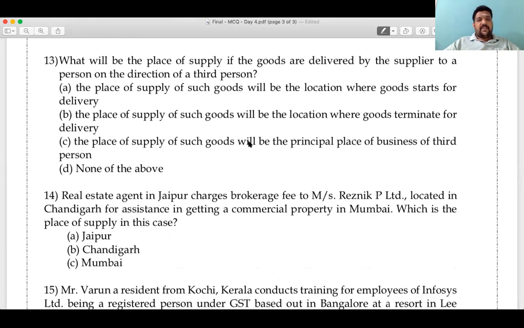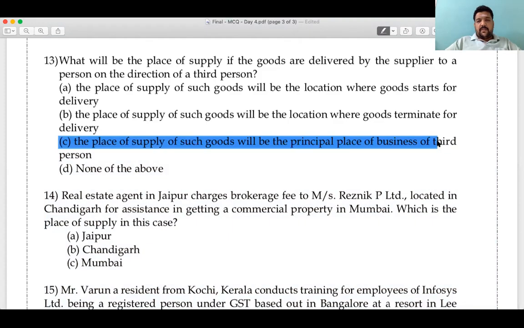What will be the place of supply if goods are delivered as per the instructions of a third person? The principal place of business of the third person. That would be the place.